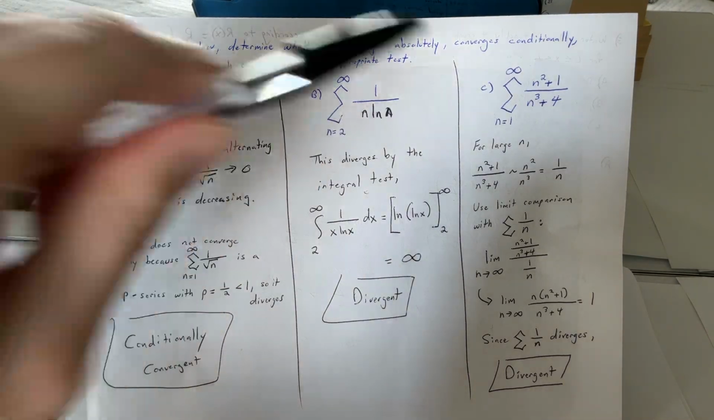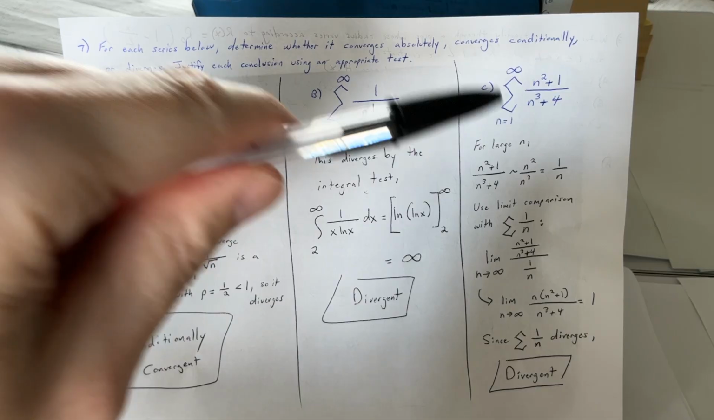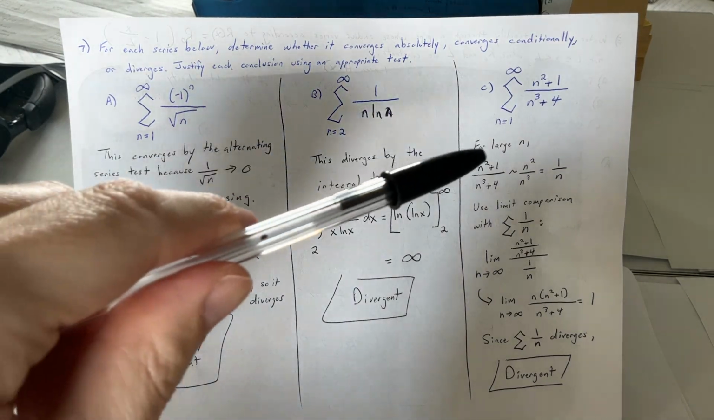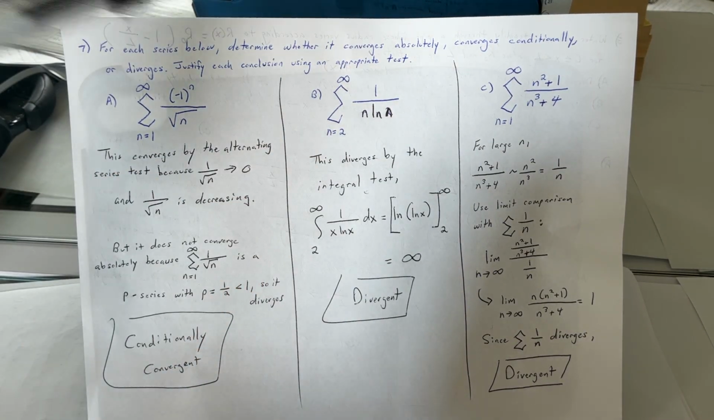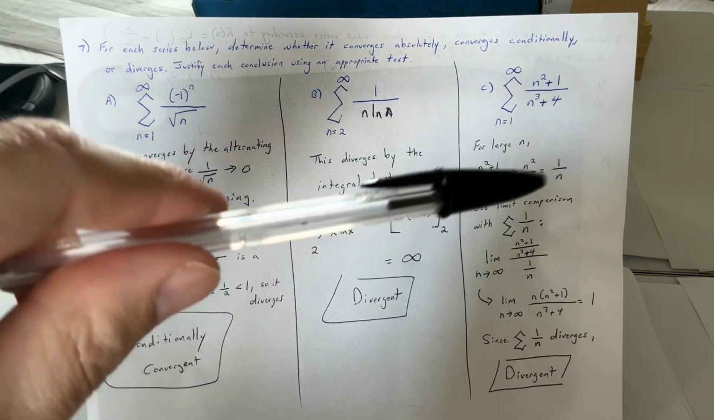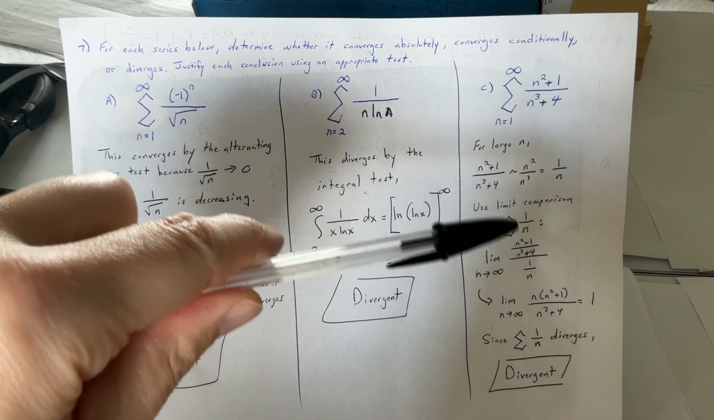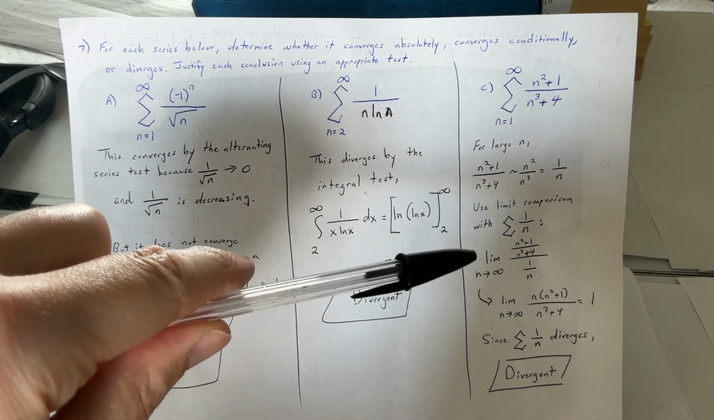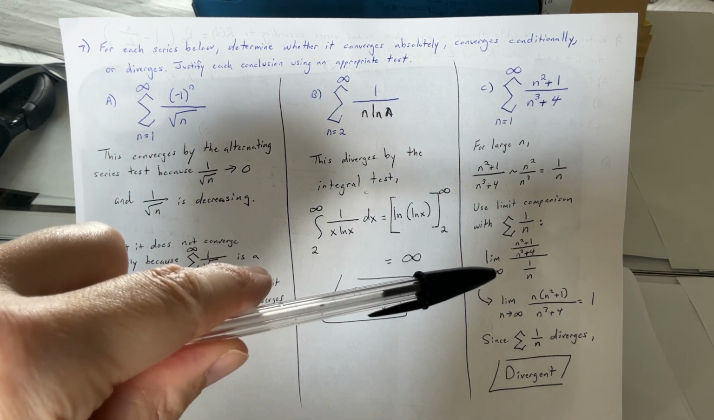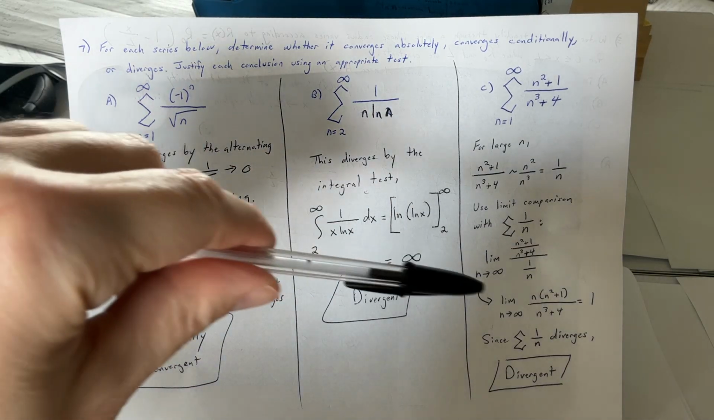Okay, and this last one here for number 7 for C, n equals 1 to infinity, and then you have n squared plus 1 over n cubed plus 4. So for large n, if we reduce this, this is compared to 1 over n, using the limit comparison with the summation of 1 over n. Okay, this is going to be the limit as n approaches infinity of n squared plus 1 over n cubed plus 4 divided by 1 over n.